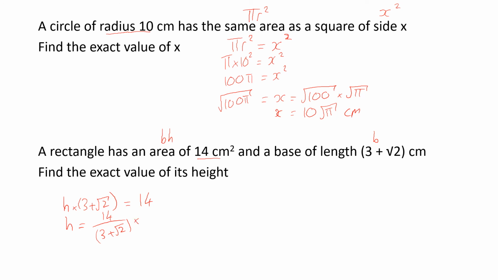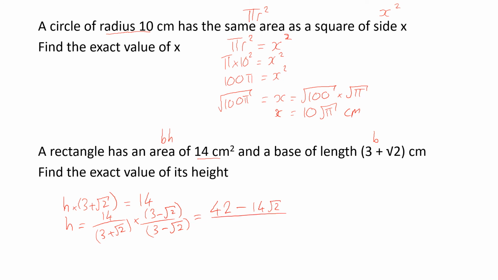Now, what do we need to do with a rationalizing question? We need to multiply the top and the bottom, changing the sign from being a plus to a minus, so we're going to times it by 3 minus root 2 over 3 minus root 2. Now, if we expand that out, we're going to do 14 times 3, so that's 42. 14 times root 2, so that's minus 14 root 2.